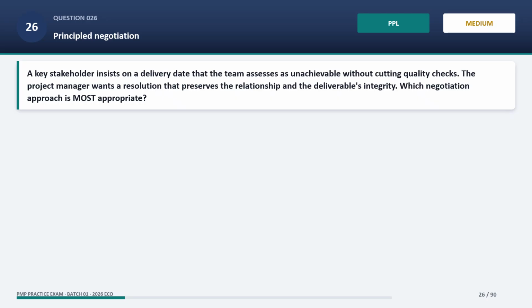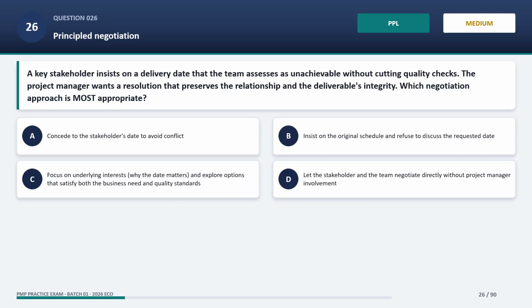Question 26. A key stakeholder insists on a delivery date that the team assesses as unachievable without cutting quality checks. The project manager wants a resolution that preserves the relationship and the deliverables' integrity. Which negotiation approach is most appropriate?